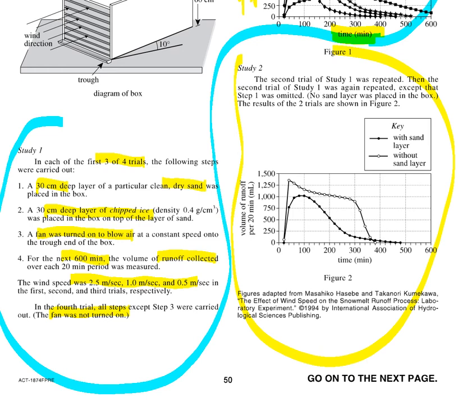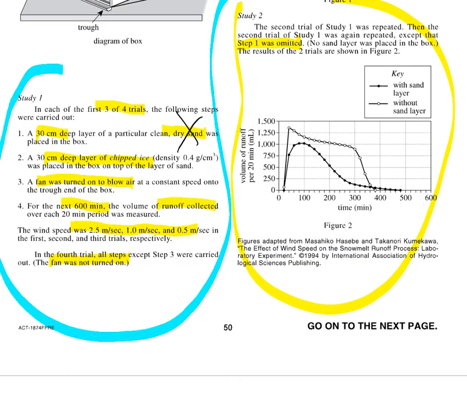Study number 2, they're looking at the same thing, kind of repeated, but this time step number 1 was omitted. So what's step number 1? There is no sand. And then the result of the trial. They also have, here's your key right here. All right, so this is what we're going to be mostly interpreting, these graphs.